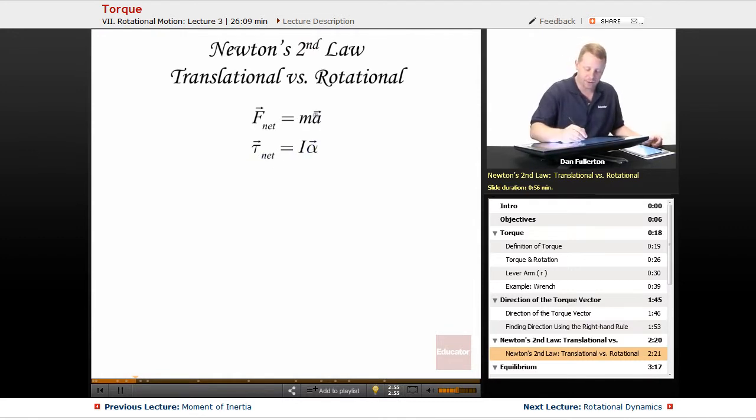And let me again just point out the parallels. Linear acceleration to angular acceleration, inertial mass to rotational inertia or moment of inertia, and force to torque. So that's going to allow us to solve and analyze a whole new set of problems and situations.